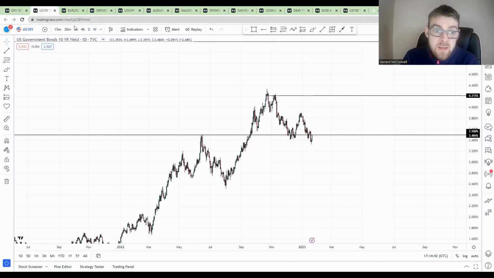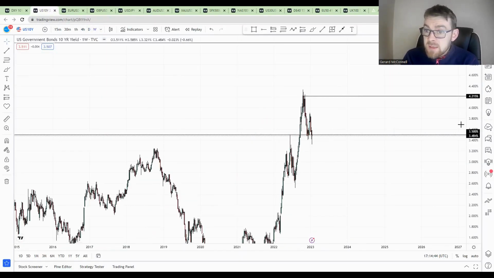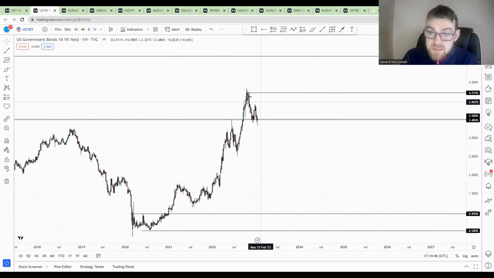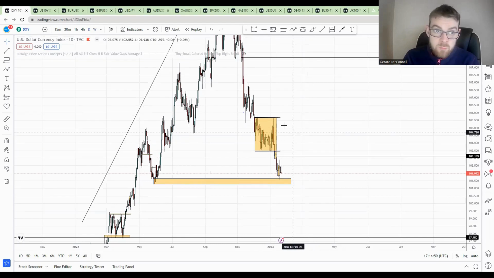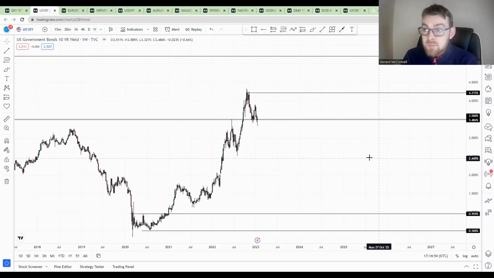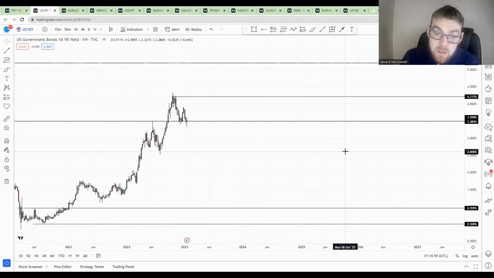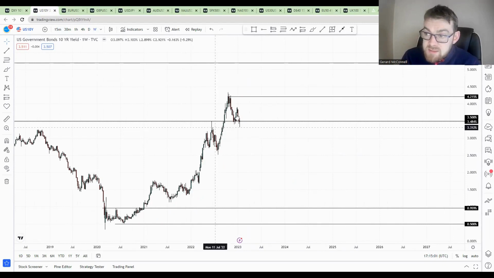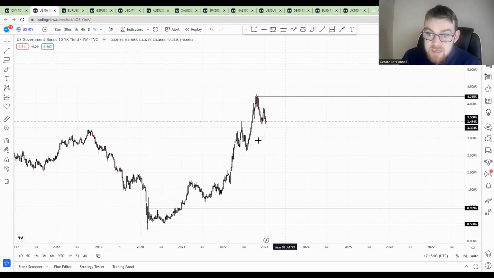The last thing I'm looking at now is the yield play. The weaker yields that we've seen in recent weeks are obviously a by-product of a weaker dollar. Yields and dollar generally move in the same direction. So of course, weaker yields is a good thing, because that means the cost of borrowing is generally less. Now, we've seen price action come back to this 3.5% level.